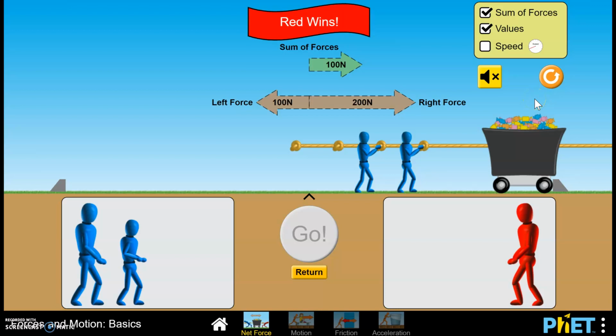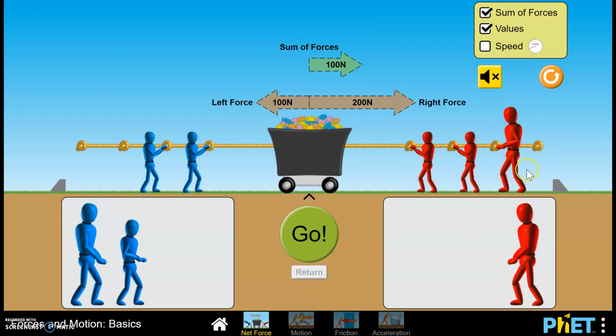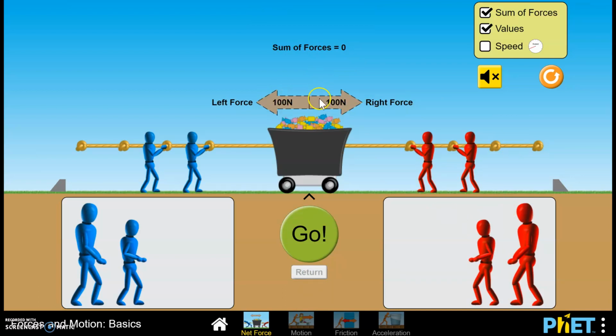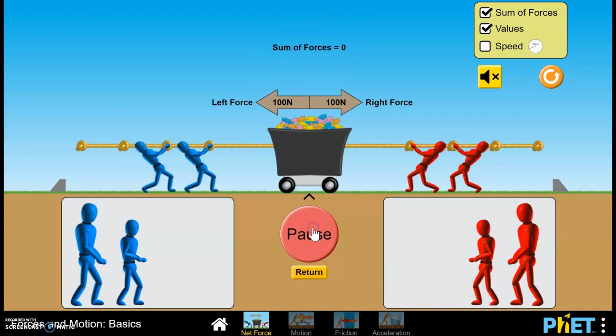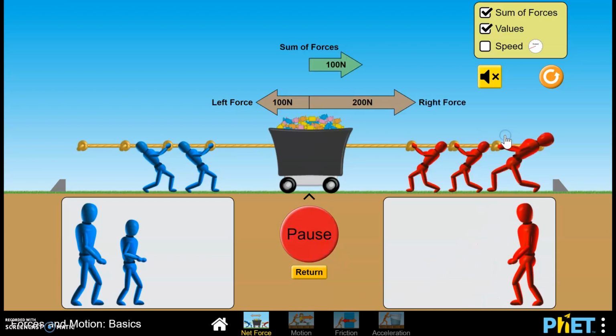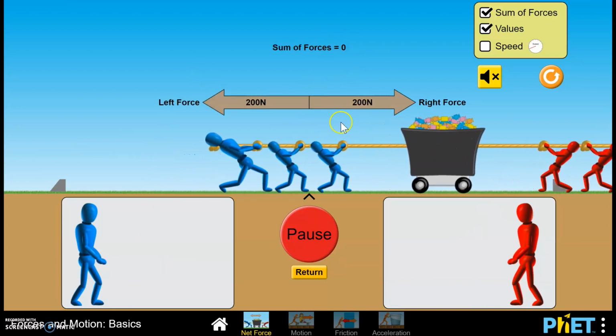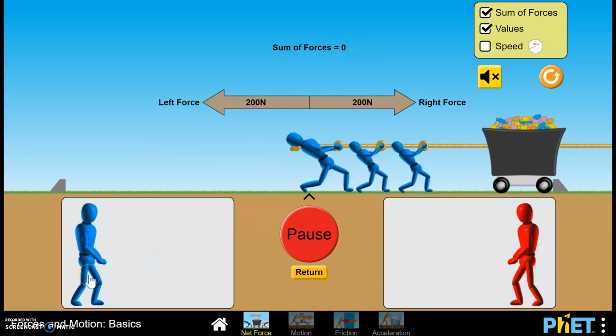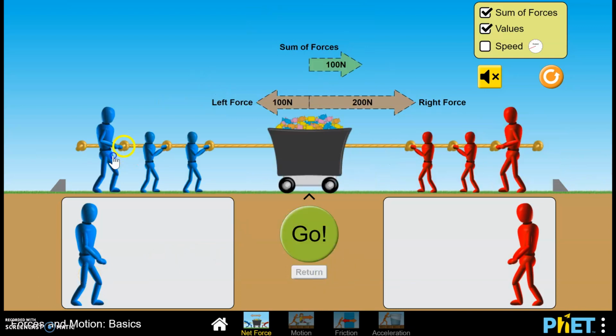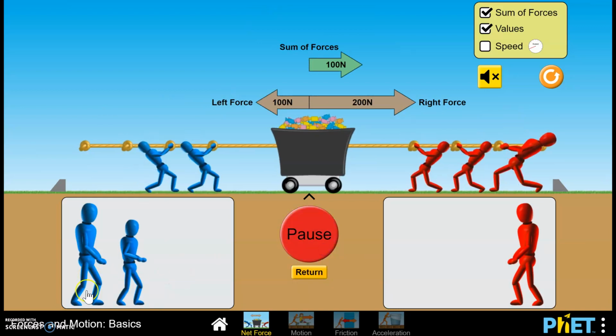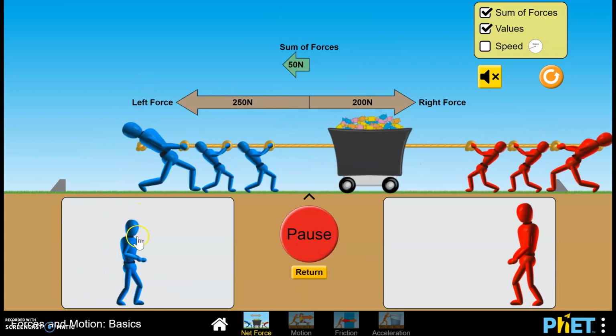So the key idea here, and this is very important, you guys need to understand this for your test, is that balanced forces do not change the motion of an object. We can see that here. The forces are balanced, 100 in either direction. The sum of the forces, or the net force, is 0, and you can see nothing happens. In order to change the motion, we have to have an unbalanced force. Balanced forces on moving objects do not change the object's motion either. In order to change the motion of a moving object, you have to have an unbalanced force, like now.